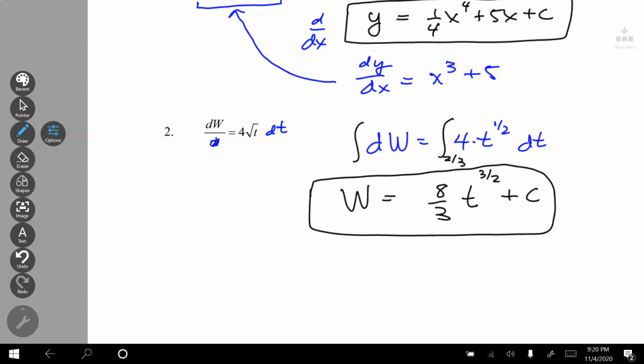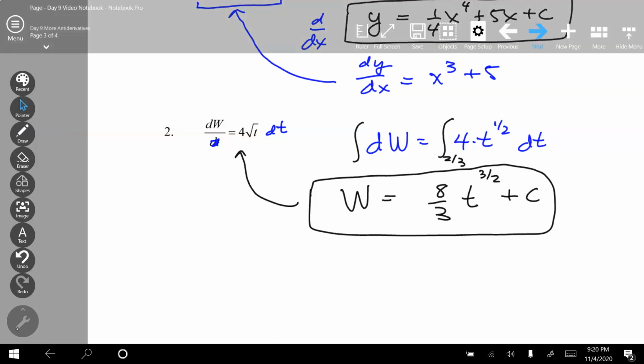You can just leave it like that. That is the general solution. I don't know what c is right now. I'll figure it out later if I have to. But then again, I can always take this derivative to see, do I get that? Do I get this when I take the derivative? You should.